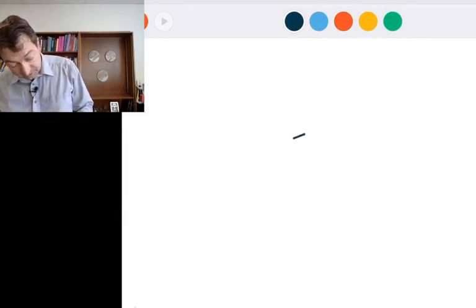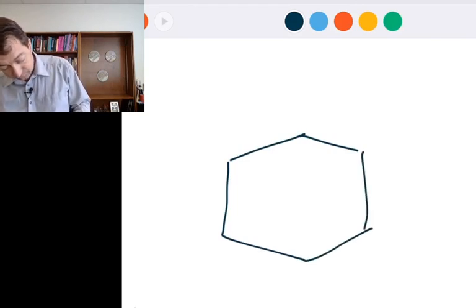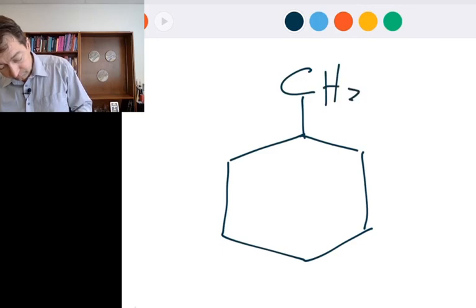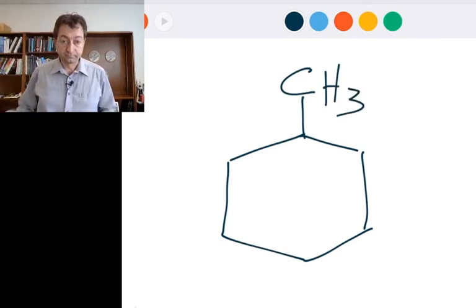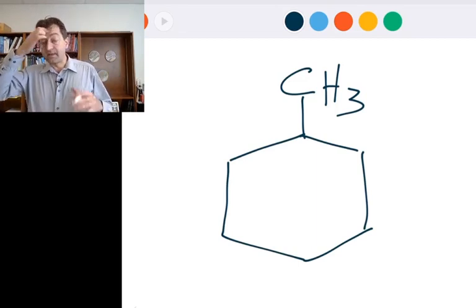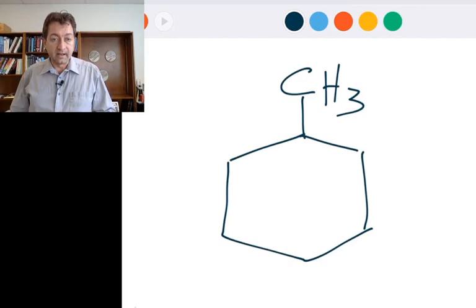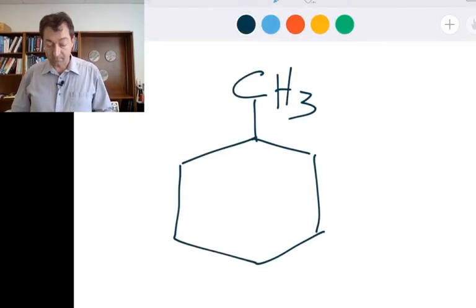I'll start out by just drawing cyclohexane. I'll put a substituent on it here, the methyl group. Okay, and now let's take a look at the influence that methyl group might have on the overall chair conformation of that molecule.